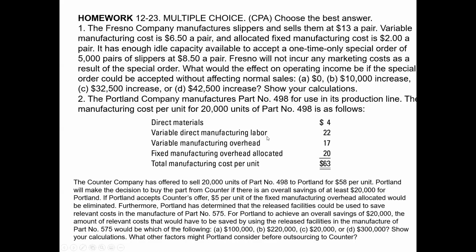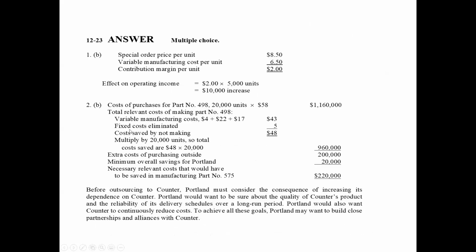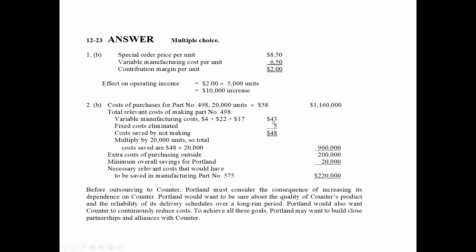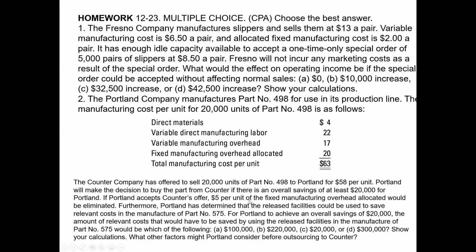And what other factors might Portland consider before outsourcing? Well, we're going to compare the cost to purchase it versus the cost that we are currently incurring. So right now, our relevant costs are the direct materials at 4, the variable direct manufacturing labor at 22, and the variable overhead at 43. But now some of the fixed cost becomes relevant because it indicated that we would save $5 of the fixed manufacturing overhead, which would be eliminated.